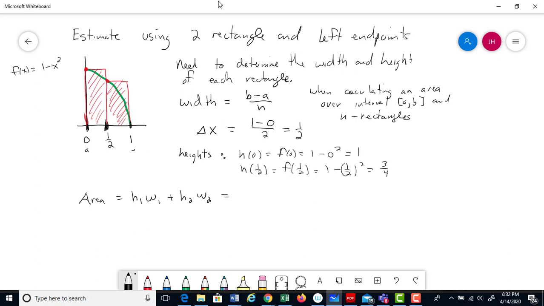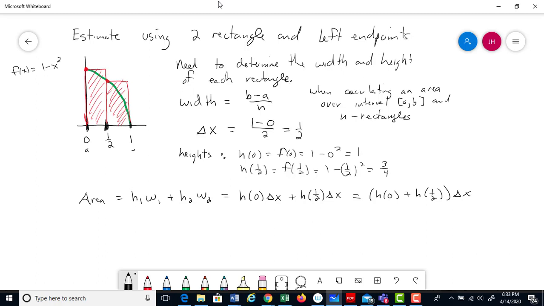And we can clean this up a little bit. Your height function happens to be h of 0 times your change in x plus h of a half times your change in x, which means you could really factor out your change in x and just sum up the heights and then multiply by the width.